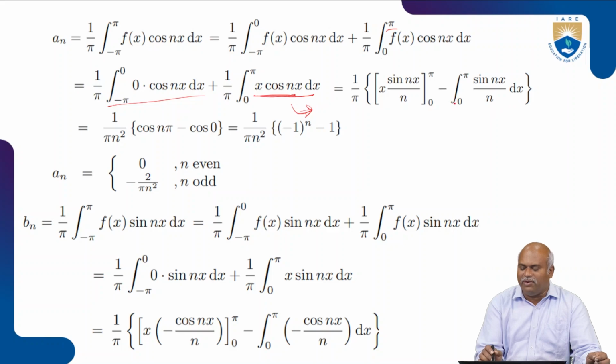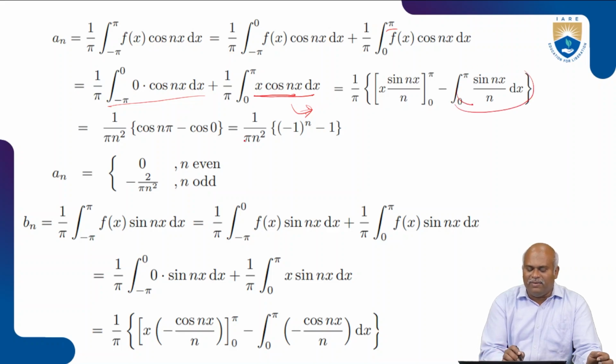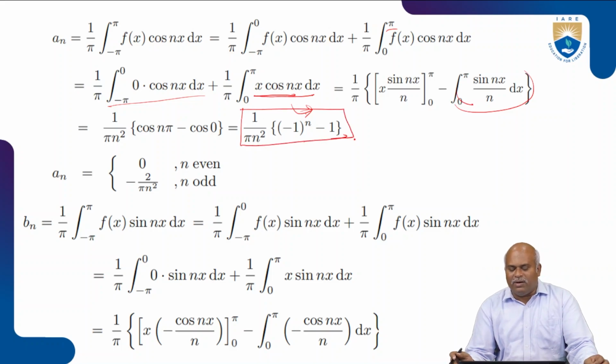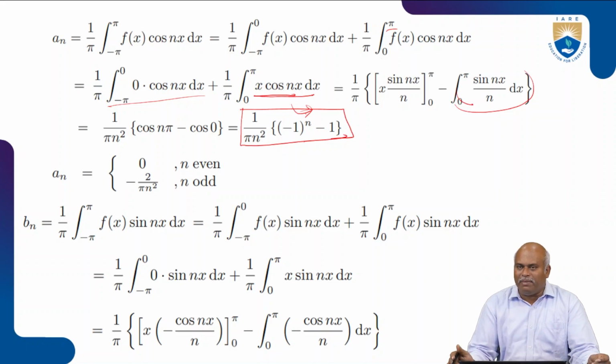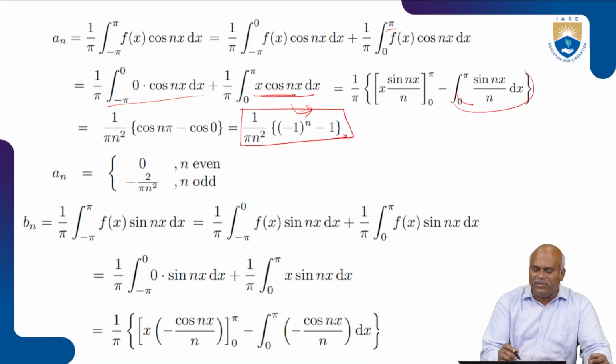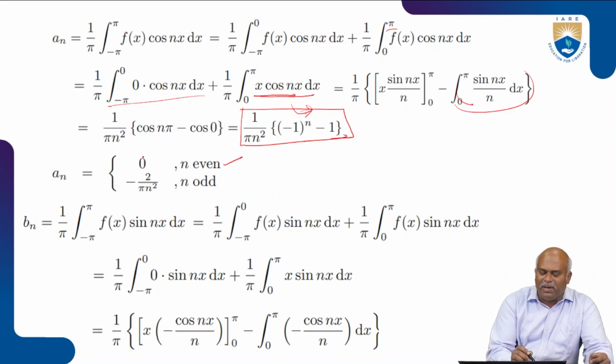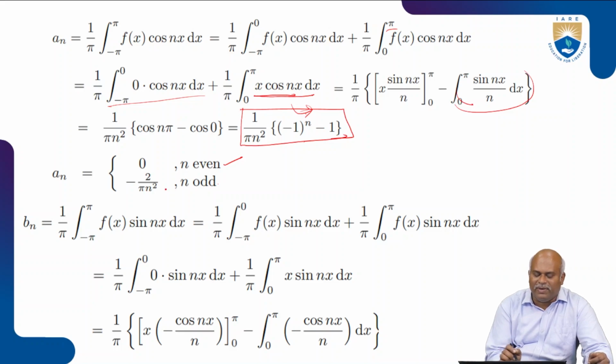Then we do the integration again, and after that you can substitute the interval 0 to pi and simplify. Then we get a of n equal to these values after substituting all the limits: 1 by pi n square times minus 1 whole power n minus 1. When you substitute an even number, we get a of n equal to 0. When you substitute an odd number, we get minus 2 divided by pi n square.